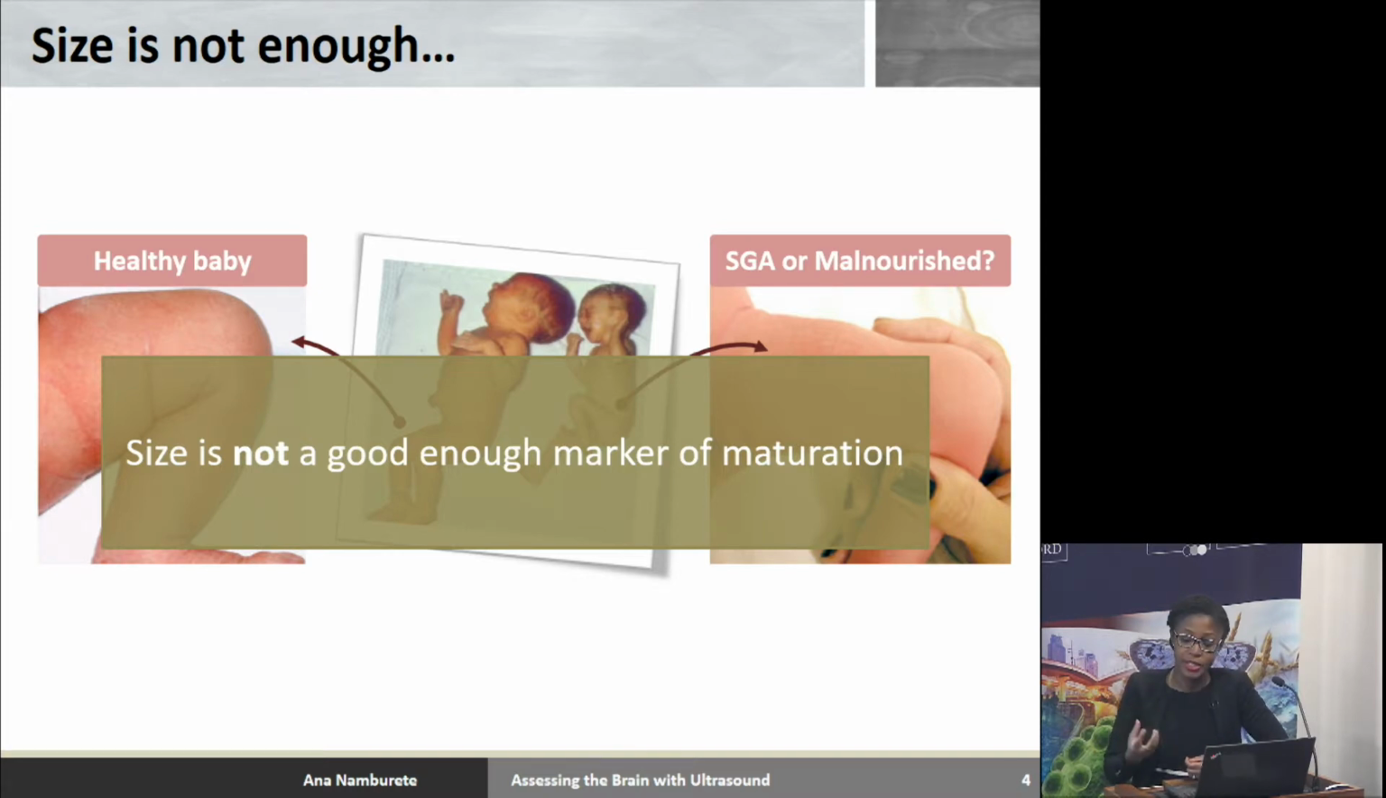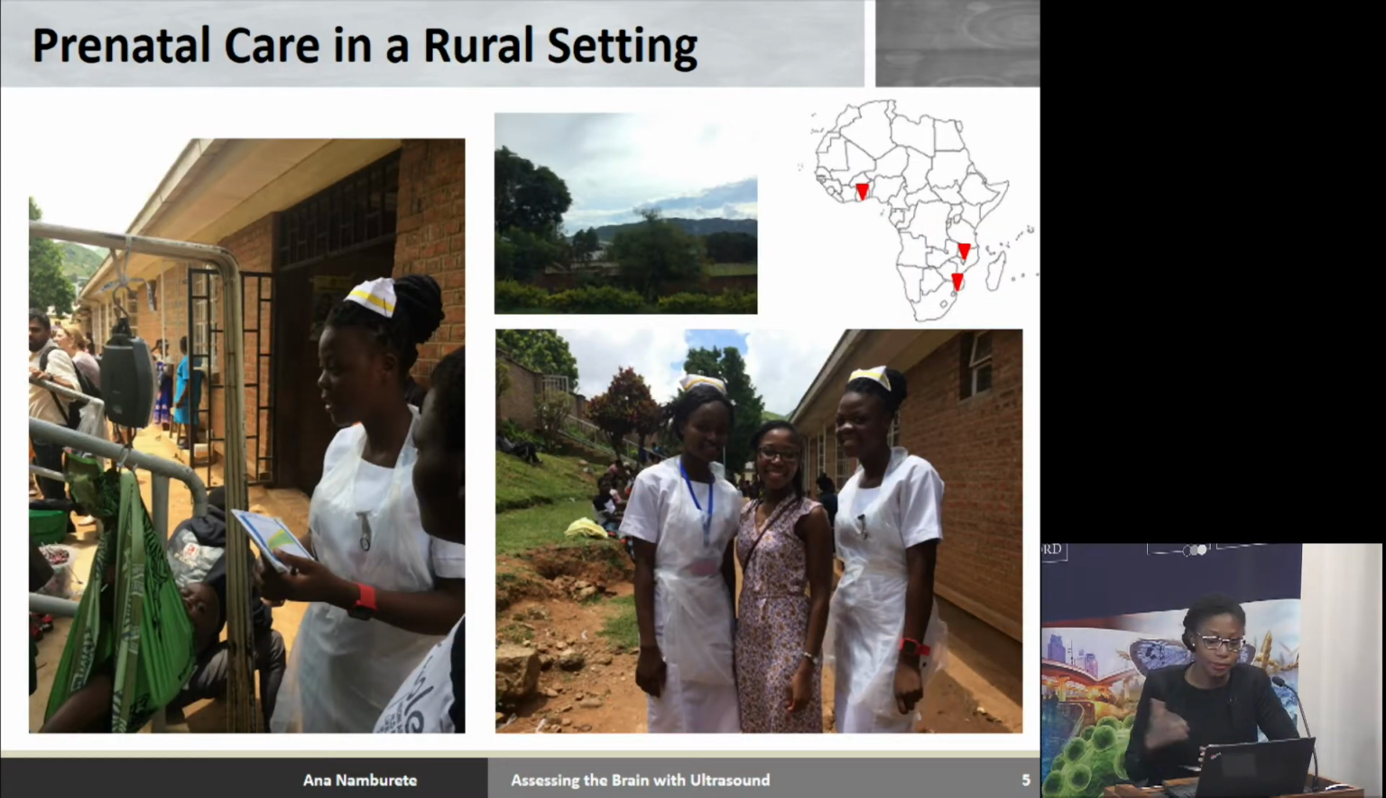And since I'm interested in developing tools for an African setting, and in particular a rural setting, I decided to think about how we can exclude the size information and still have a measure of how well the baby is doing during pregnancy. So I traveled around. I went to Mozambique, my home country. I went to Malawi and to Ghana. And I wanted to have an idea of what tools are available, what sort of problems they are facing in terms of prenatal care monitoring, and what we can do as engineers.